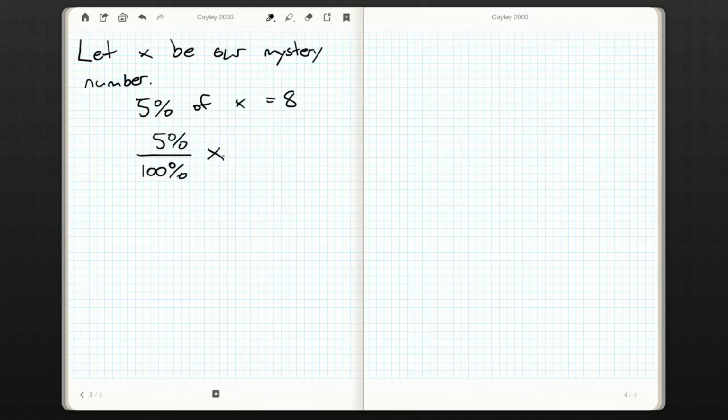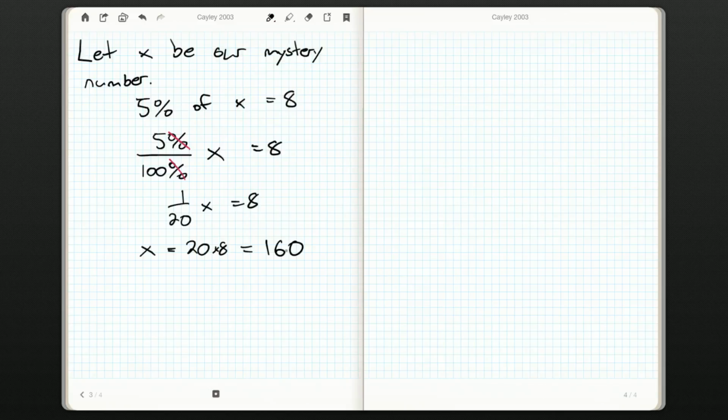And now I can multiply it by x. And I treat the percents as though they were units like centimeters or kilometers per hour or something else. So 5 out of 100 x, that's really just 1 out of 20 x, is equal to 8. So if I want x by itself, I multiply by 20 on both sides. I get 160. So my starting mystery number is 160.